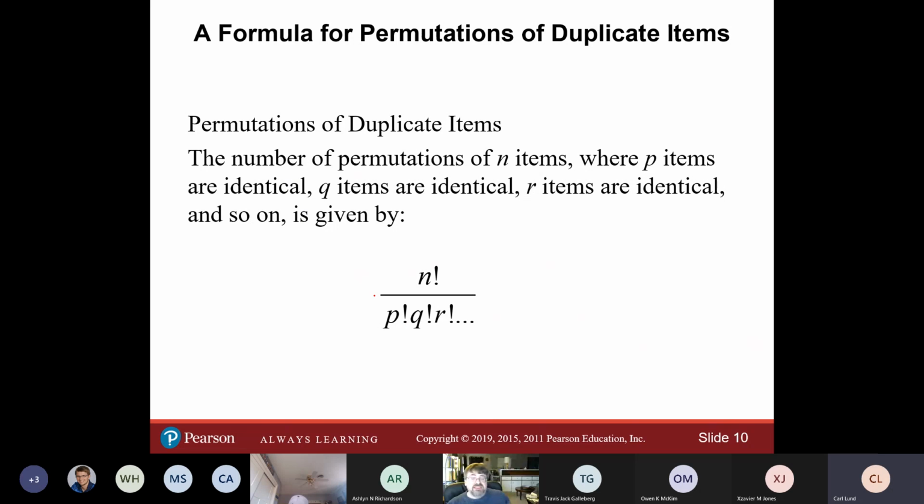That is done using this special formula, and there's not a way to do this on a calculator. You have to do this by hand. N, the numerator, is the same as it is otherwise in a permutation problem, just N factorial, it's the number. So here, let's say I had 10 books. So I have 10 books.